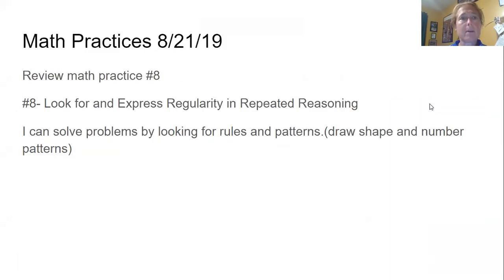Before we start our game, I wanted to talk with you about the last math practice, which is look for and express regularity in repeated reasoning. So this means that I can solve problems by looking for rules and patterns, for example, drawing shapes and number patterns. So this will be another way that we can become better mathematicians.